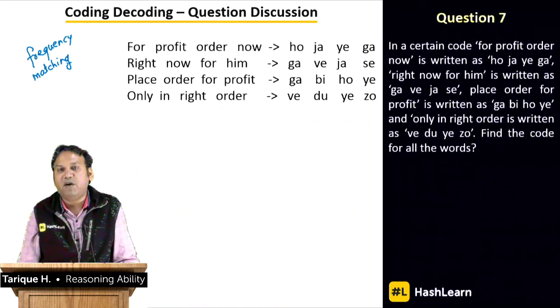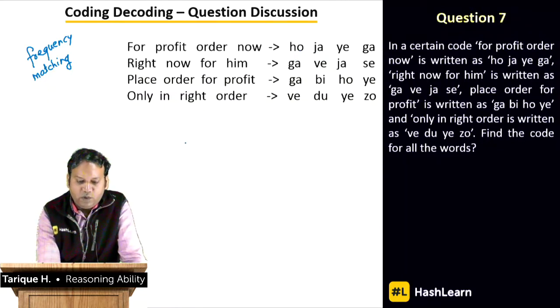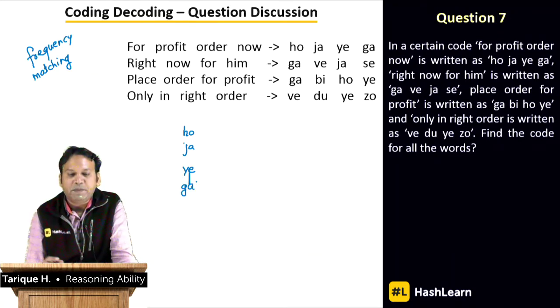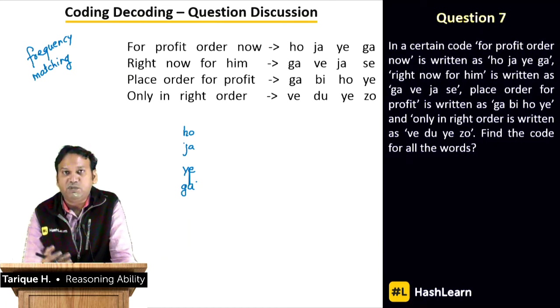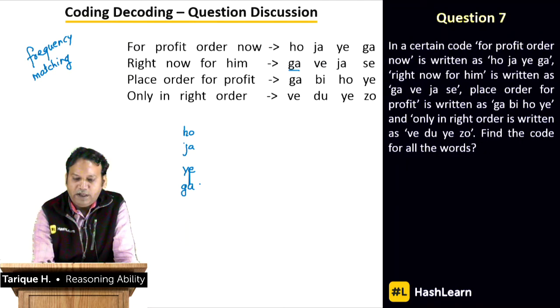So what is the best way of approaching this question? Let's see. First of all, let's write down all the unique codes that we see. Start with the first sentence. There are 4 codes we see here. One is ho, next one is ja, third one is ye, y-e, and the fourth one is ga. So we get 4 codes from the first sentence. Now we don't know what these codes represent. That's what we have to find out as we go ahead in solving this question. Now in the second sentence, ga is already used before, so we're not going to write ga.